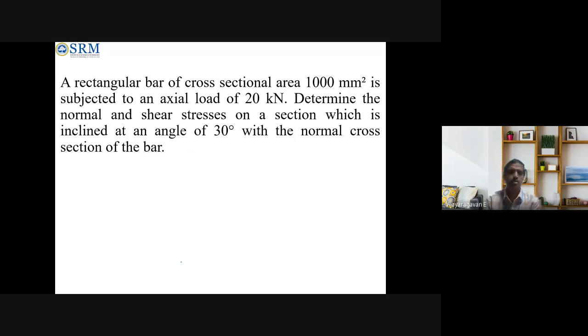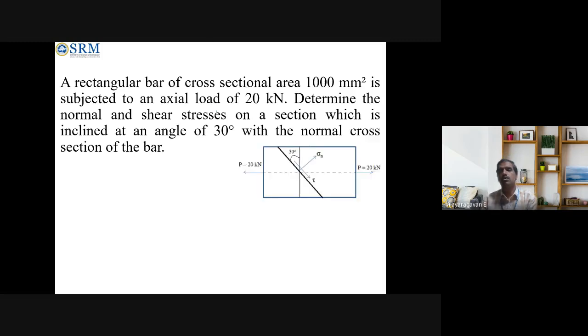Okay, so we have another 10-15 minutes, so we'll do one problem. In this case, we have a rectangular bar of 1000 mm square subjected to 20 kilonewton. Find the normal stresses at an angle of 30 degrees. So this is a question given to you.